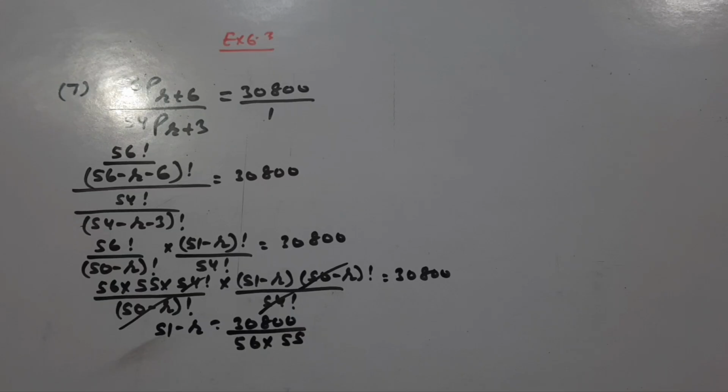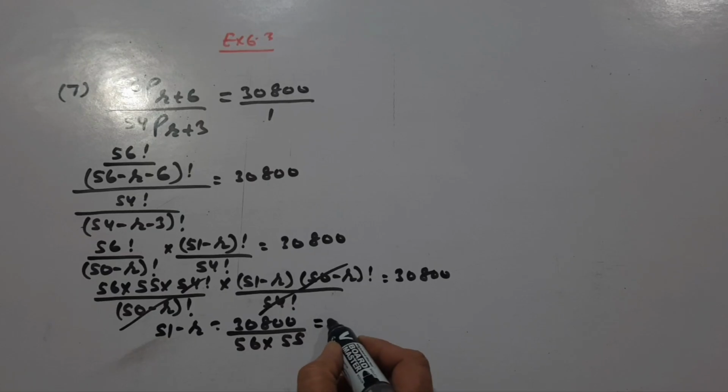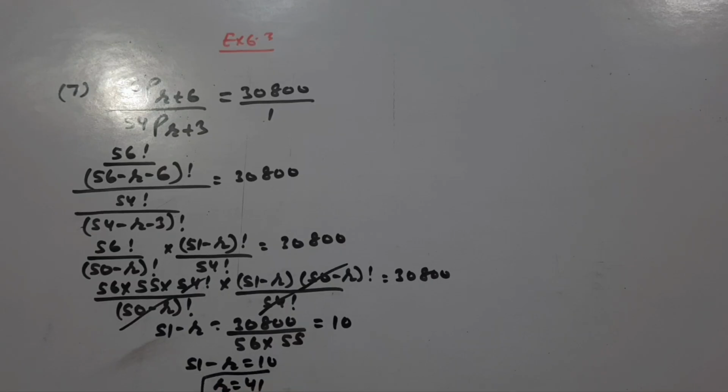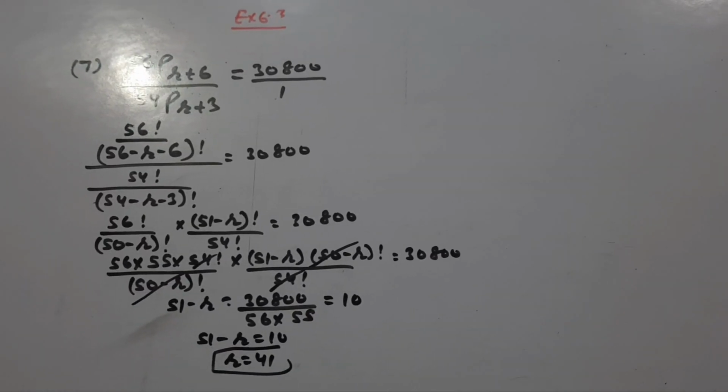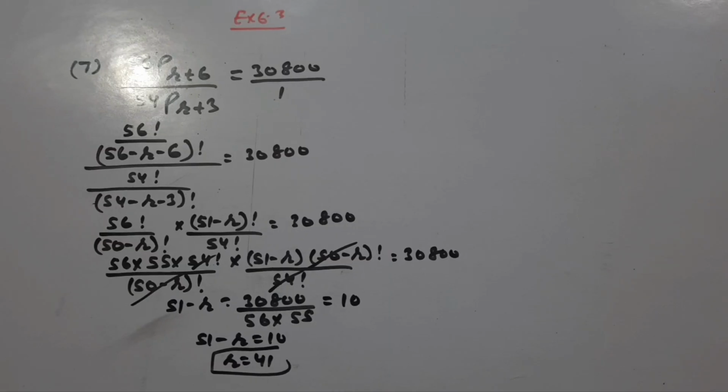Now let us make it simple. 30800 divide by 56 and divide by 55, we get 10. So 51 minus r equal to 10 and r equal to 41. So this is the answer. So r equal to 41, students. Now let us do the next question.